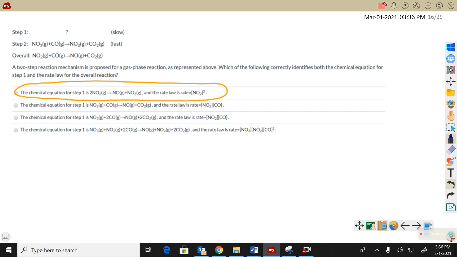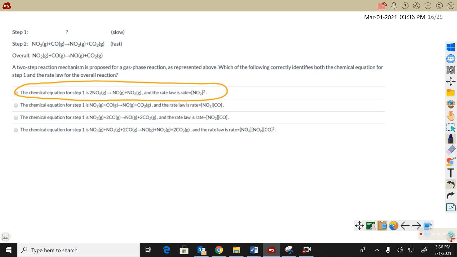Okay, well, I can kind of work backwards to figure out what the equation would have been. Step 1 and step 2 need to simplify to the overall balanced equation. So if step 1 had the 2NO2 forming the NO and the NO3, then that would simplify to the desired overall balanced equation. So that's a little bit of trial and error.